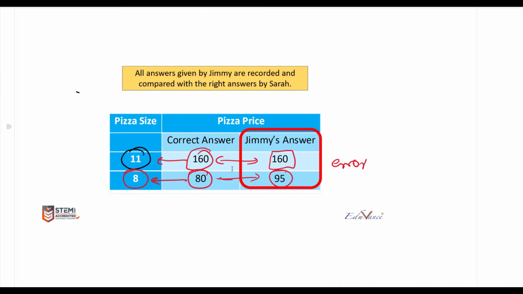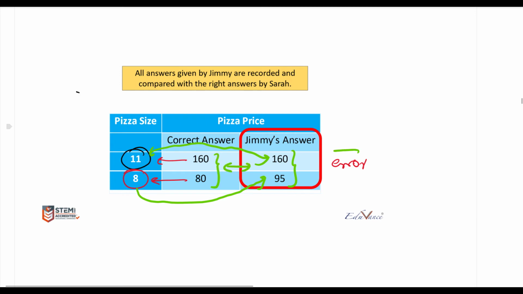So to understand this again, what we do is we ask Jimmy, what is the value for an 11-inch pizza? And Jimmy's answer is 160 rupees. For an 8-inch pizza, it's 95 rupees. These are Jimmy's answers. We compare those answers with the actual answers, and based on the difference, we calculate an error. I hope this reiteration was clear.